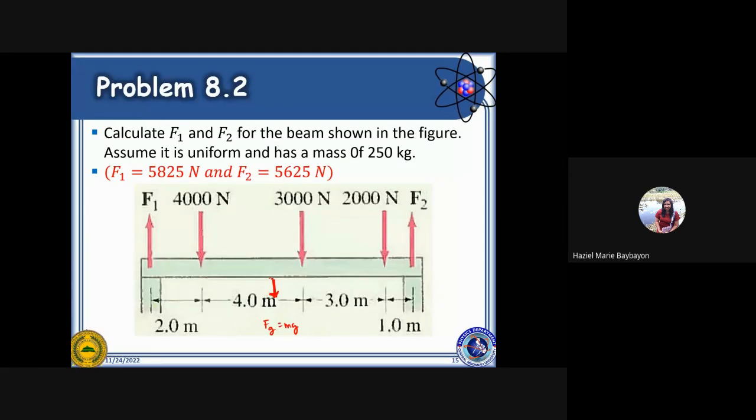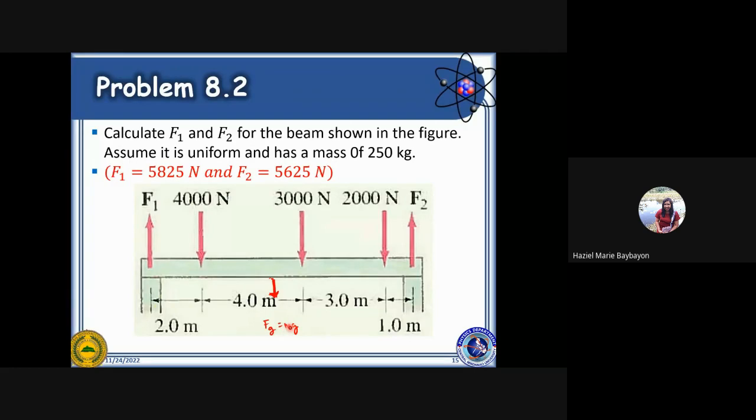Si force 400 newtons kay 2 meters siya gikan sa inyong pivot point. This is the pivot point. And then this is your 400 Newton force, 2 meters siya from the pivot point. Ang imong 3,000 Newton nga force, it is 2 plus 4 meters, that is 6 meters gikan sa pivot point. Ang imong 2,000 Newtons kay 9 meters siya gikan sa pivot point. Okay? And then, kini siya, this is another force due to the mass of the beam.